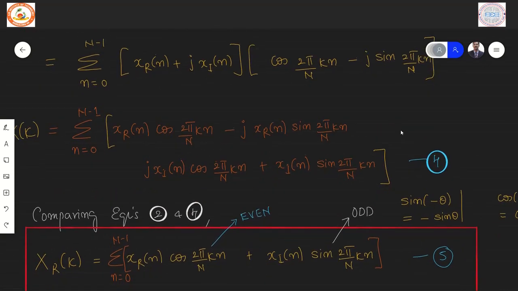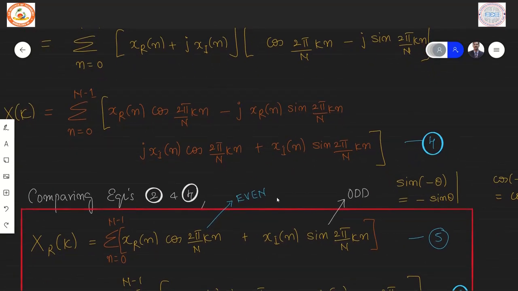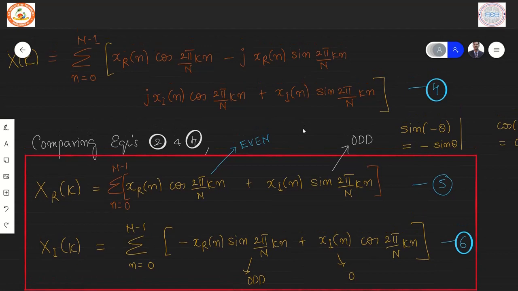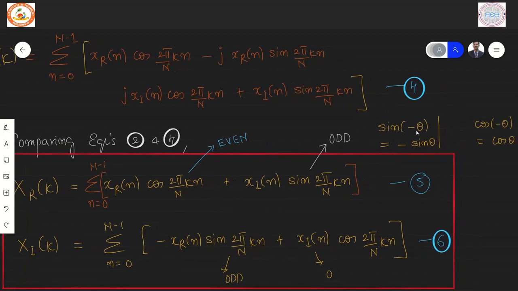Further, after separating out the real part and imaginary part, we observe that the equation for the real part of the DFT is given by the first summation as shown here. This summation is involving the product of xr of n, this is the real part, into cos of 2 pi kn by N plus the imaginary part into sine of 2 pi kn by N. We are aware that cos is an even quantity and sine is an odd quantity. We know that sine of minus theta is minus sine theta and cos of minus theta is cos theta.